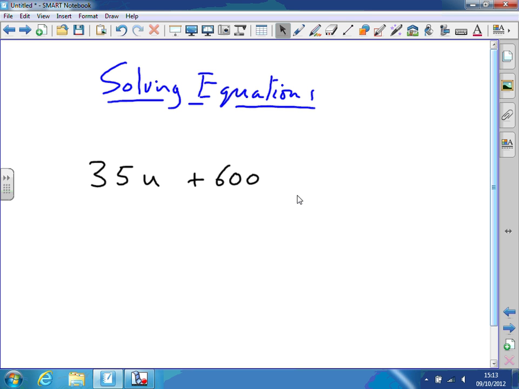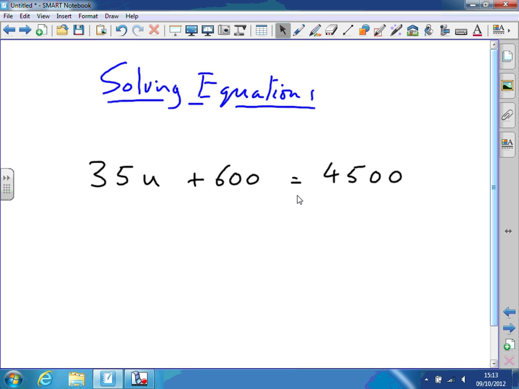But if I were then to say this equals 4,500, because I'm in the same unit, in other words my bill came to £45, I now have an equation that I can solve to try and find out how many units of electricity did I use. Then I can go to the meter, read off how many units of electricity I actually used, and then query the bill maybe if I don't agree with it.